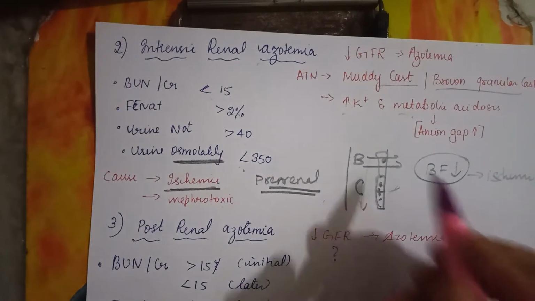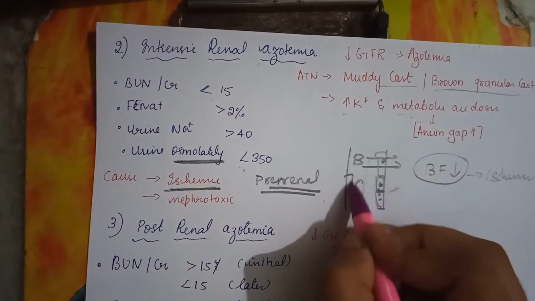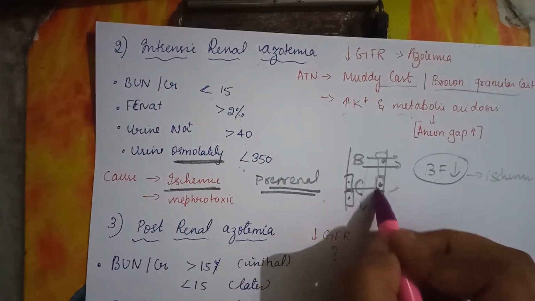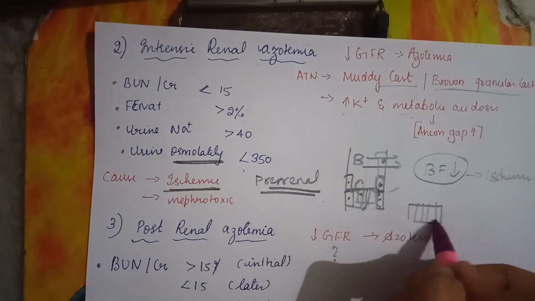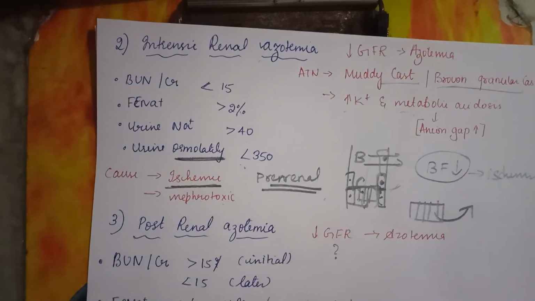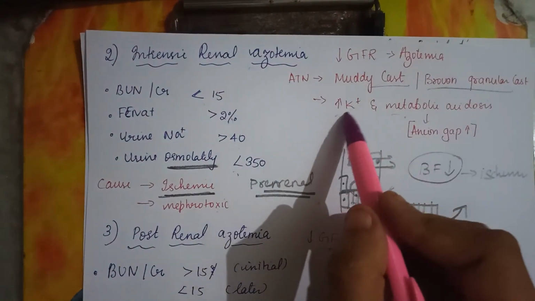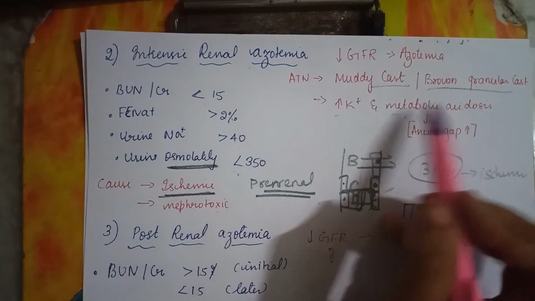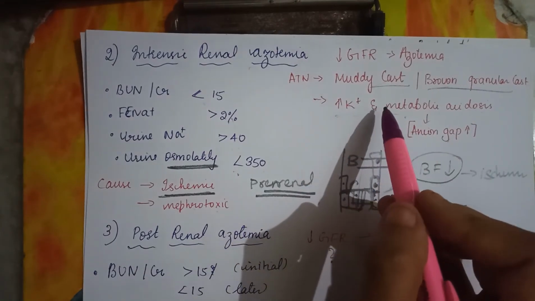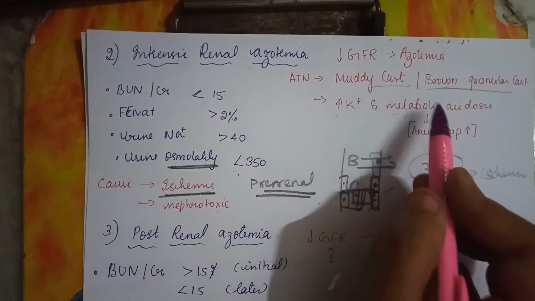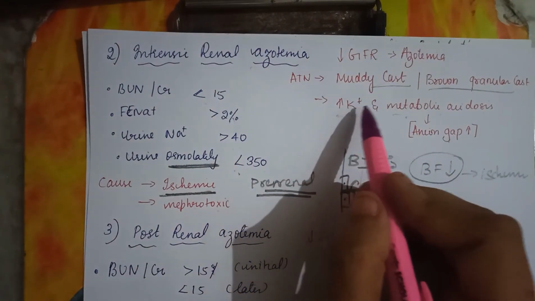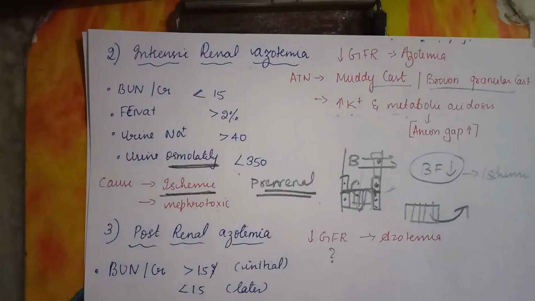And after that, obviously these tubular epithelial cells are dead and they form a muddy cast here. This brown muddy cast can be seen in urine. And there is increase in K plus and metabolic acidosis because the epithelium is damaged, there is decreased excretion of acid and potassium, hence it is followed by hyperkalemia and metabolic acidosis.